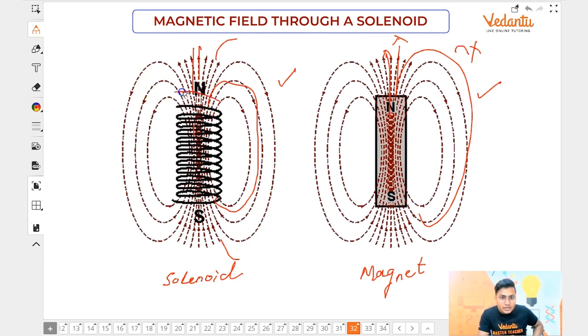At the poles, they are very crowded. All the magnetic field line properties of a magnet is followed by a solenoid. Hence, the first statement with which started this topic, that solenoid now is a magnet whenever electric current passes through it. Hence, it is a clear-cut case of why it is an electromagnet.